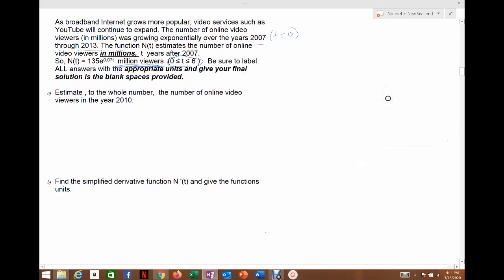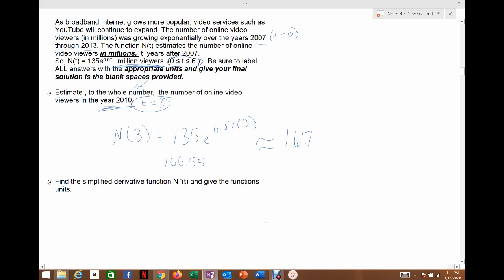All right, first one, estimate to the whole number. So I'm going to round to the whole number the number of online video viewers in the year 2010. So 2010 would be time 3, right? I don't plug 2010 into my equation, I plug 3 in. So I take my equation, N of T, plug 3 in for T, so it's 35e raised to the 0.07 times 3. Round to the whole number because they told me to. It comes out 167.55, so that rounds to 167.